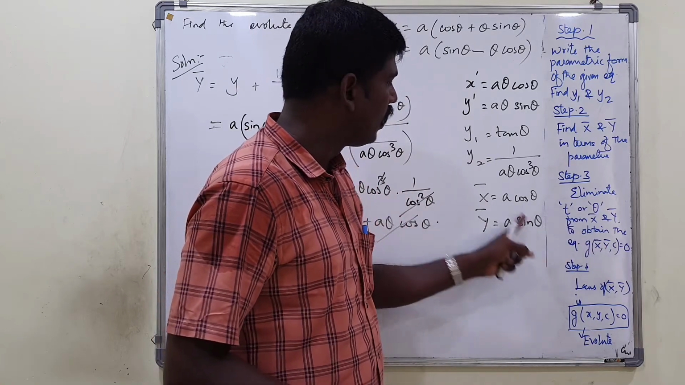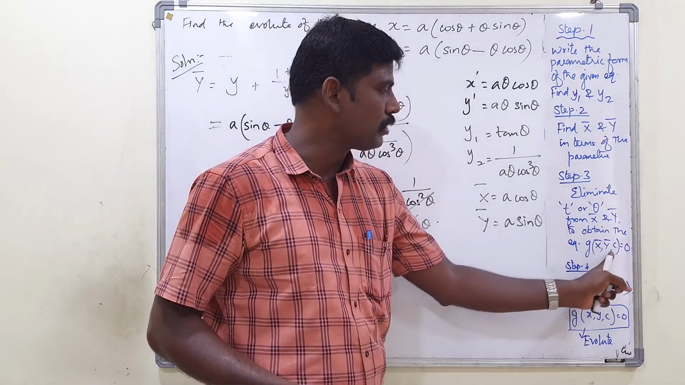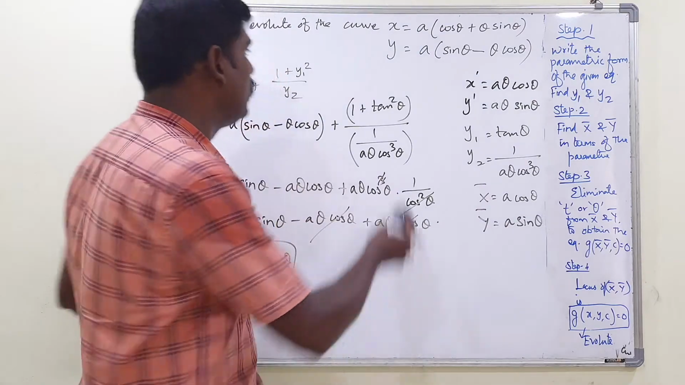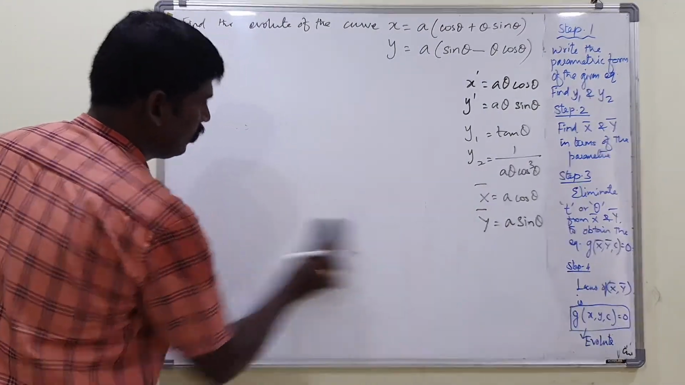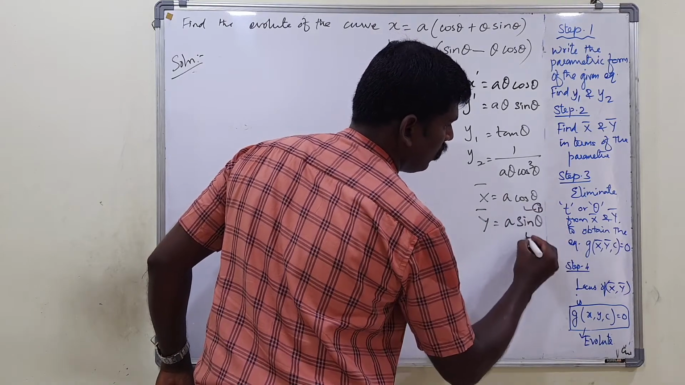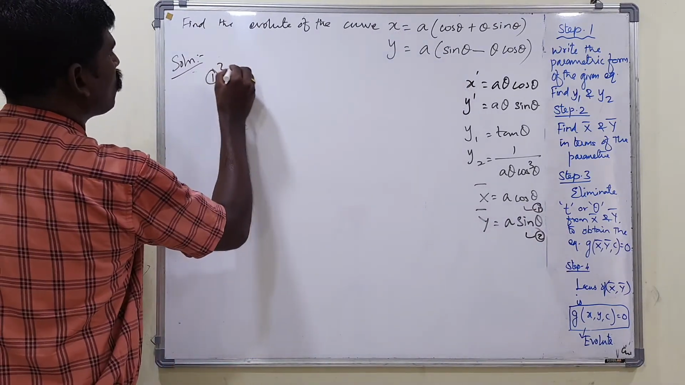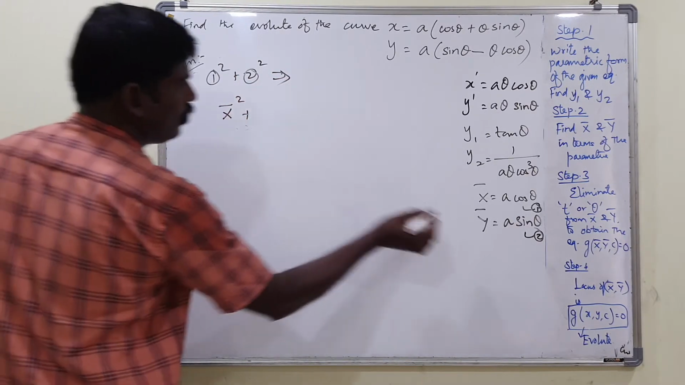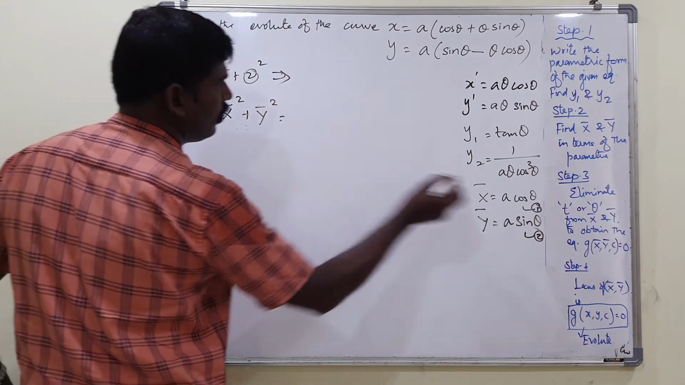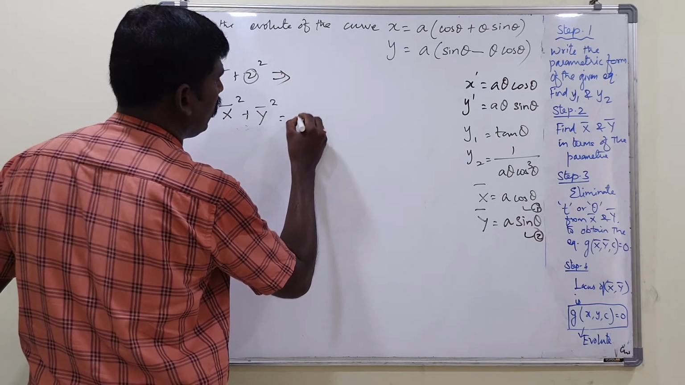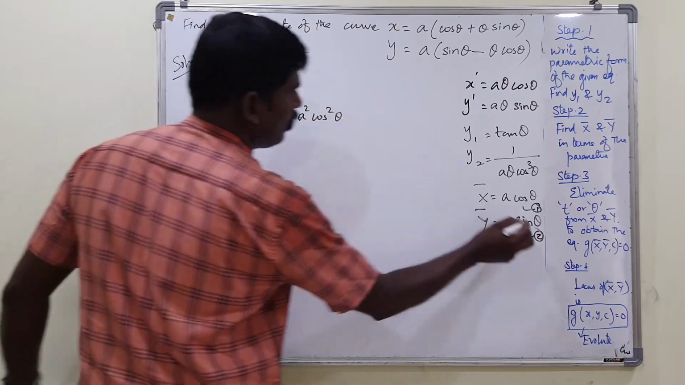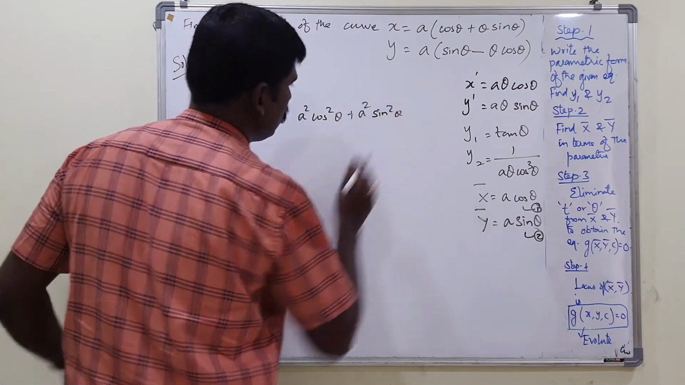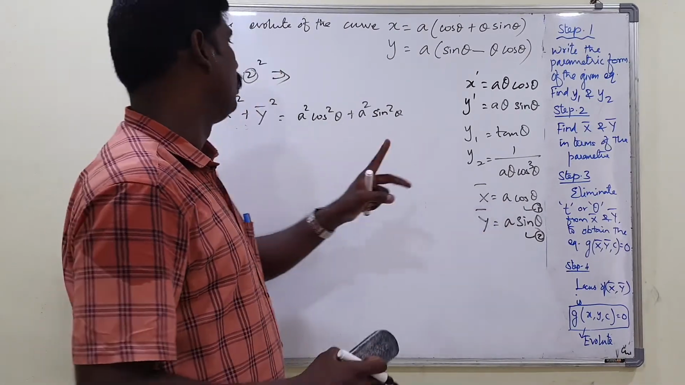Now I am going to eliminate theta from x bar and y bar to form the equation g of x bar, y bar, c equal to 0. This is the easiest one. By squaring and adding, you can get the answer. Okay, right? Count as usual. This is 1, this is 2. Now, 1 square plus 2 square implies square of the first one. 1 square plus 2 square. So, square of the right hand side. So, A square cos square theta, square of the second one, A square sin square theta. I am just taking square and adding. What is the square value?